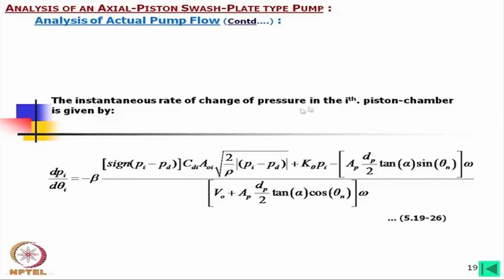But you should understand. And here, as it is a square root, we have to take care, so this should not become minus. So, we have taken the mod of that. And beta is the bulk modulus of the oil we are using.